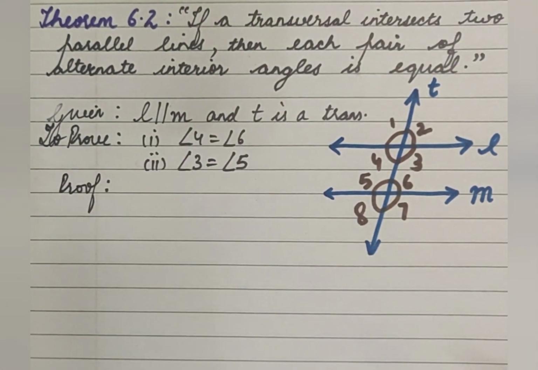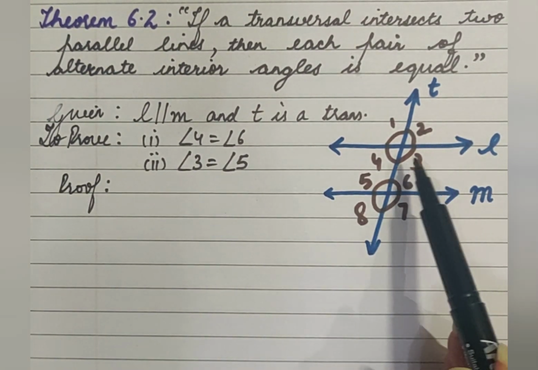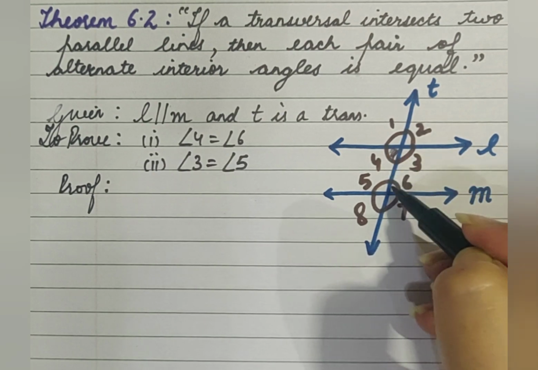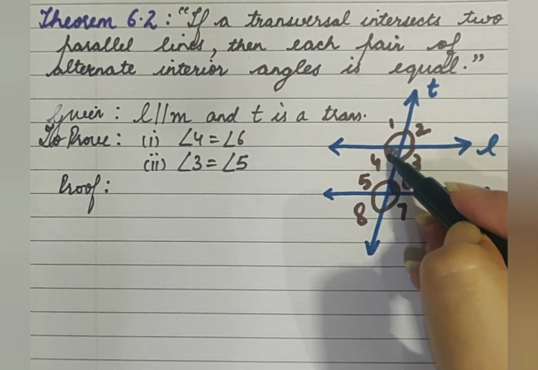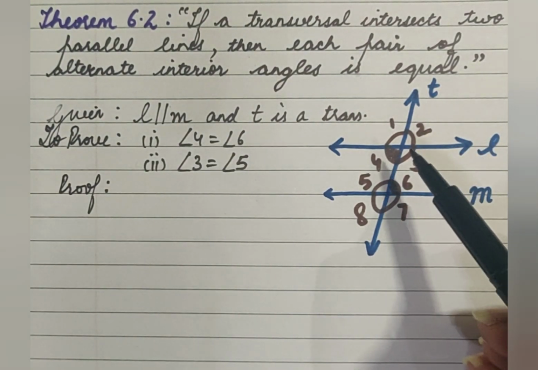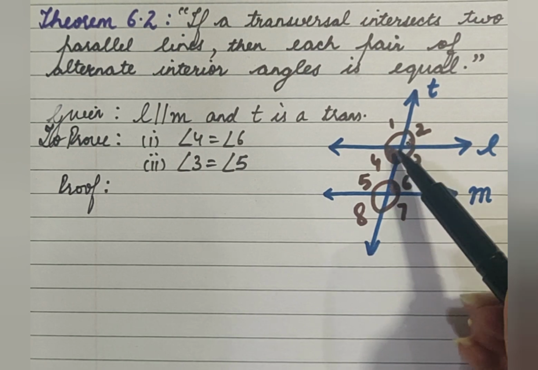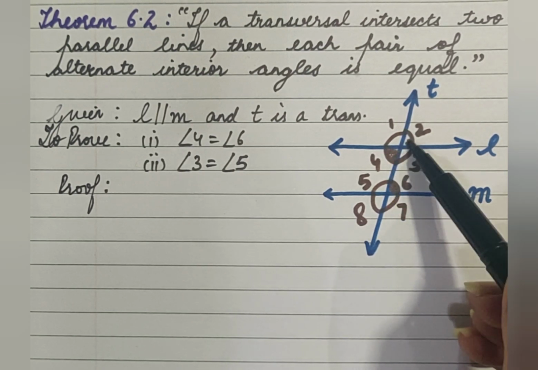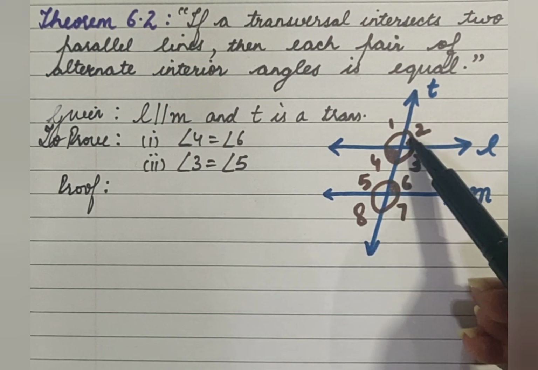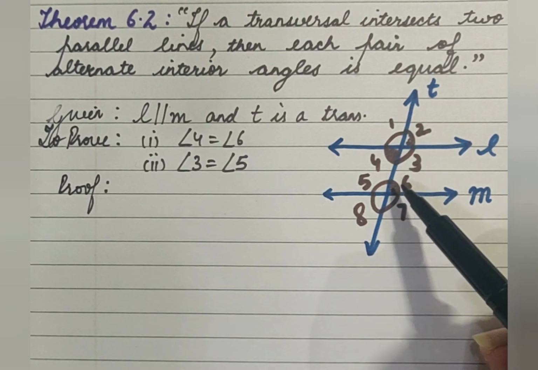Let's see first of all how we can prove it. Our aim is to make these two angles, 4 and 6, equal. If I take angle 4 and 2, these are vertically opposite angles, so 4 and 2 will be equal. If I take 2 and 6, they will also be equal because these are corresponding angles. Since lines are parallel, corresponding angles would be equal.